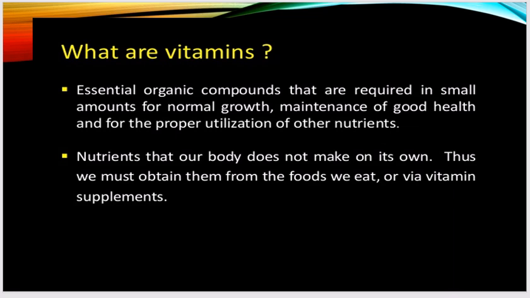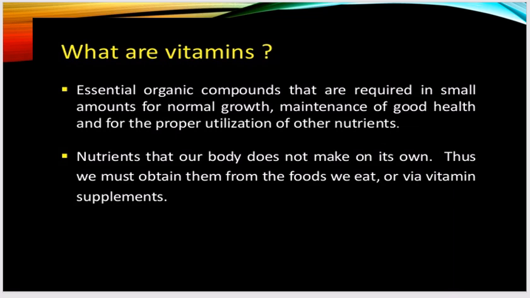And the nutrients that our body does not make on its own, thus we must obtain them from the food we eat or via the vitamin supplements. The vitamins are mainly present in the food materials, for example in the cereals, in the fruits, in the vegetables, and the animal tissues like milk, liver, kidneys, and meat.